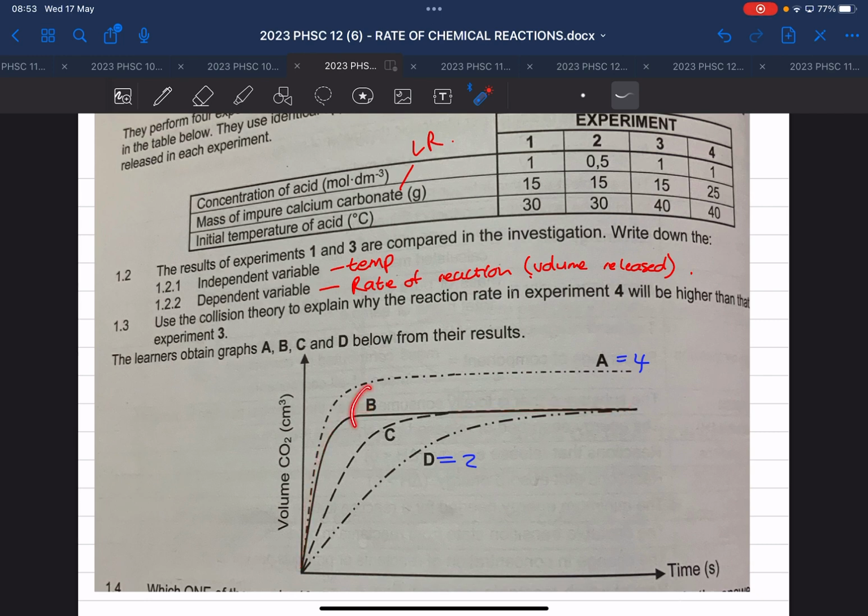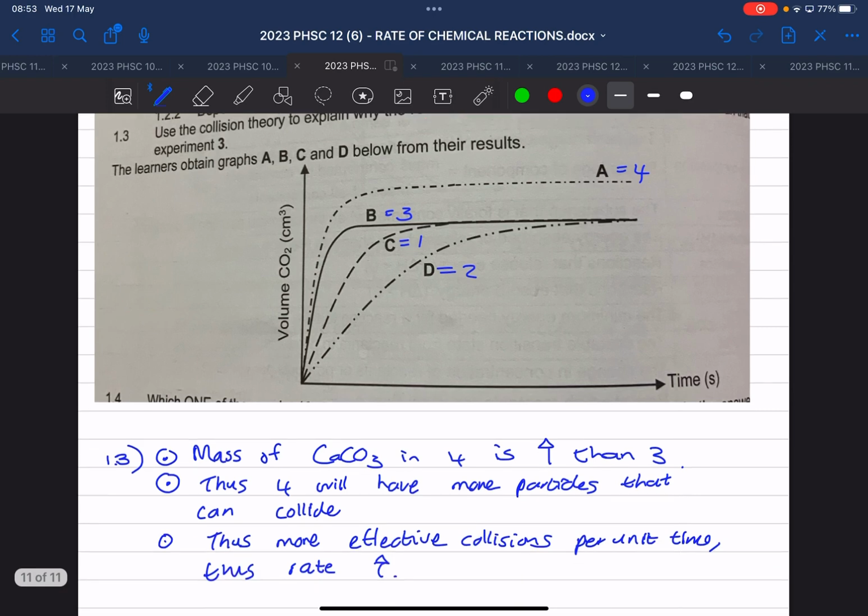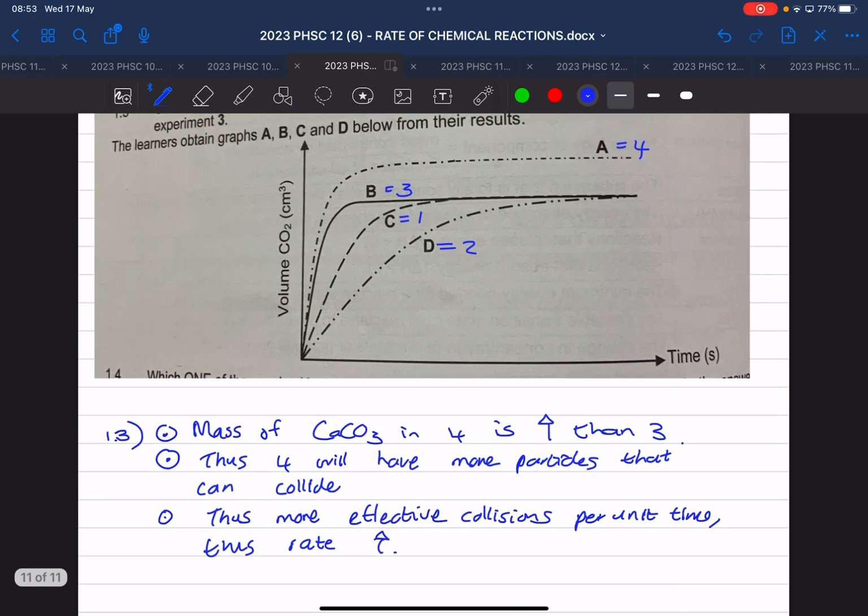So B is faster. Okay, so which one between 1 and 3 is faster? Let's check. 1, same. This one is higher. So 3 will be faster. So 3 goes with B, 1 goes with C. Okay, but now we must fully explain why.